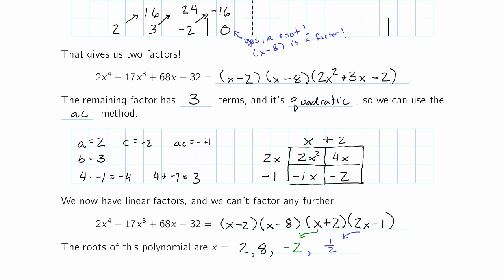So that's how we factor fully. We try things until we get down to something small enough that the old methods work, and then we use the old methods.